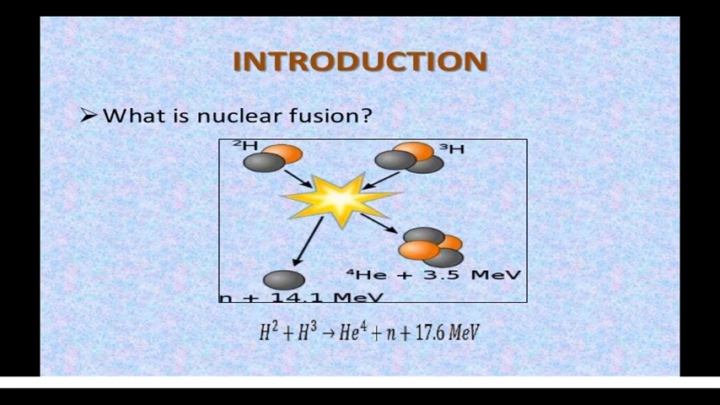So what is nuclear fusion? We know that hydrogen nuclei fuse to form helium nuclei with the liberation of energy. So here we are using H12 and H13. They fuse together, come together and combine and produce a helium nucleus and a neutron with a total energy of 17.6 MeV. So that is a nuclear fusion process.